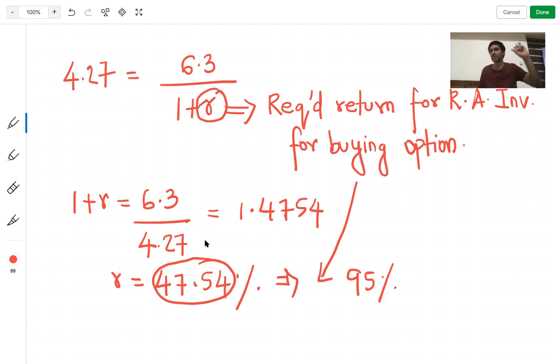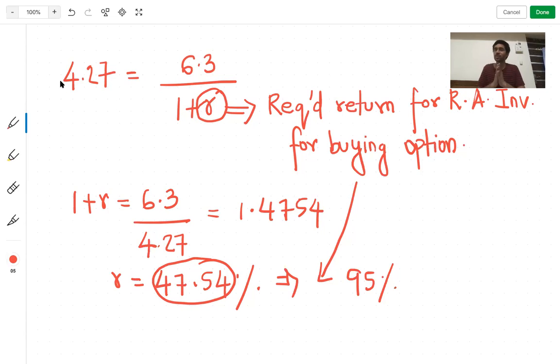For 6 months, CAPM was 8%. Here it is 47.5% for 6 months. If I had used CAPM over here instead of 47.5%, this option value would obviously not have been 4.27. And we know that all the models should give the same option value, right? You had delta hedging, which gave you 4.27. You had portfolio replication, which gave you 4.27. So the option value has to be 4.27.